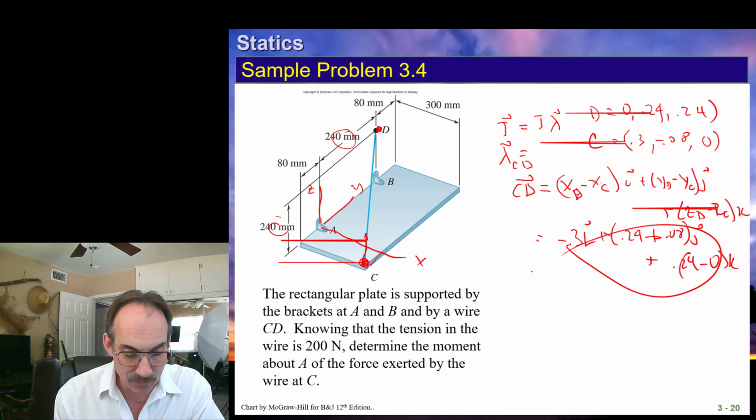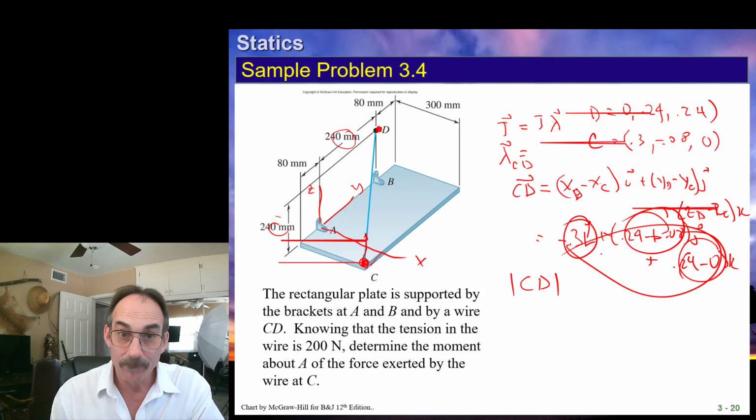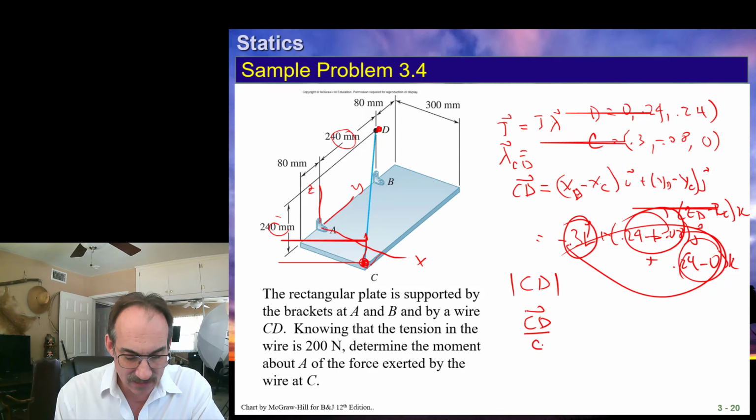Now, if we take the magnitude of CD, it is just that squared plus that squared plus that squared, square root of all that. So if we take this vector CD that we just calculated and divide by its length, that is going to give us the unit vector along CD. The force T is going to be the magnitude of T, which we said was 200 newtons, times that unit vector along CD.